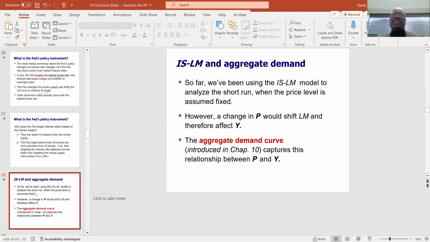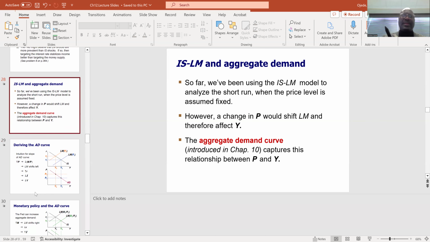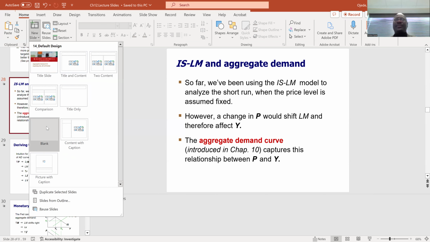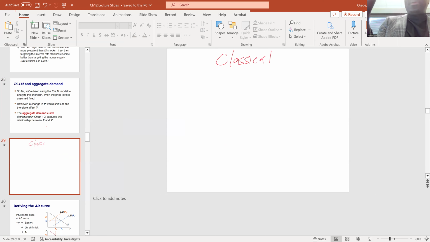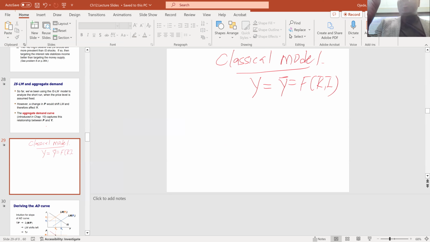But remember, there's one thing that you gotta know though. When we talk about the classical model, the traditional classical model we've been talking about in the class, it assumes that there's only one unique output level, which is Y bar. And that Y bar is a function of capital and labor. So this output is what you can call the long run aggregate supply. We can just call it long run output.